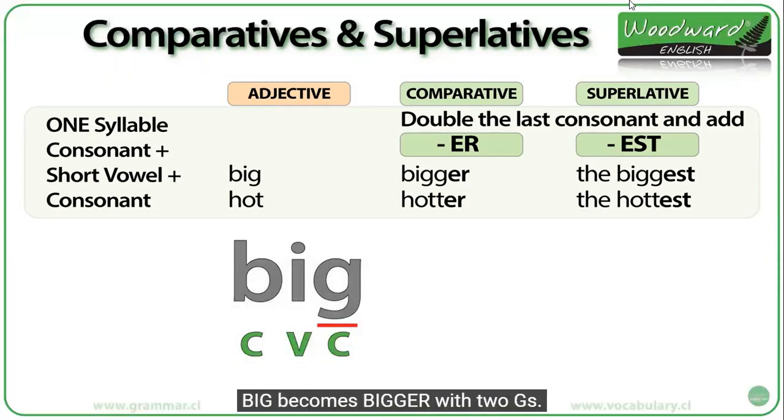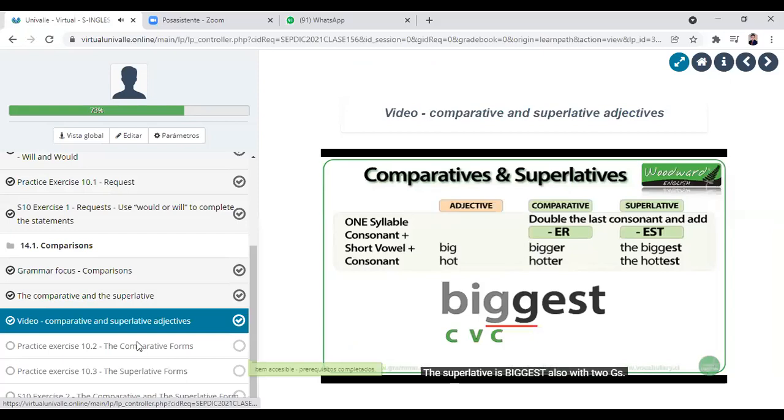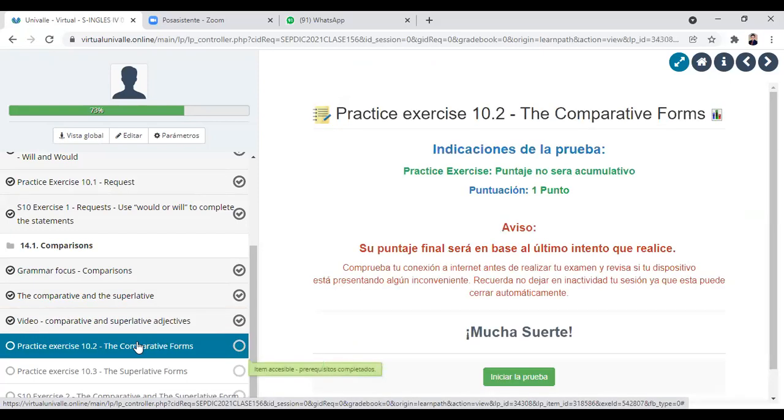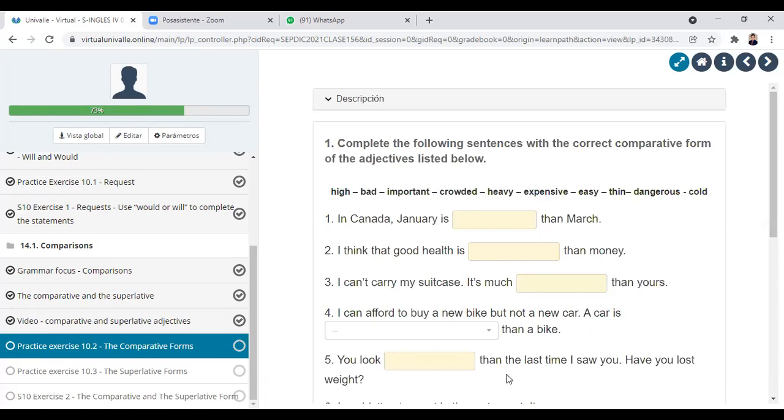So there you have the grammar explanation of when using the comparative or the superlative form in statements, in sentences. Now we are going to consolidate the content with the practice exercise. We have the comparative form, so we are going to compare two things or elements. Complete the following sentences with the correct comparative form of the adjectives listed below.